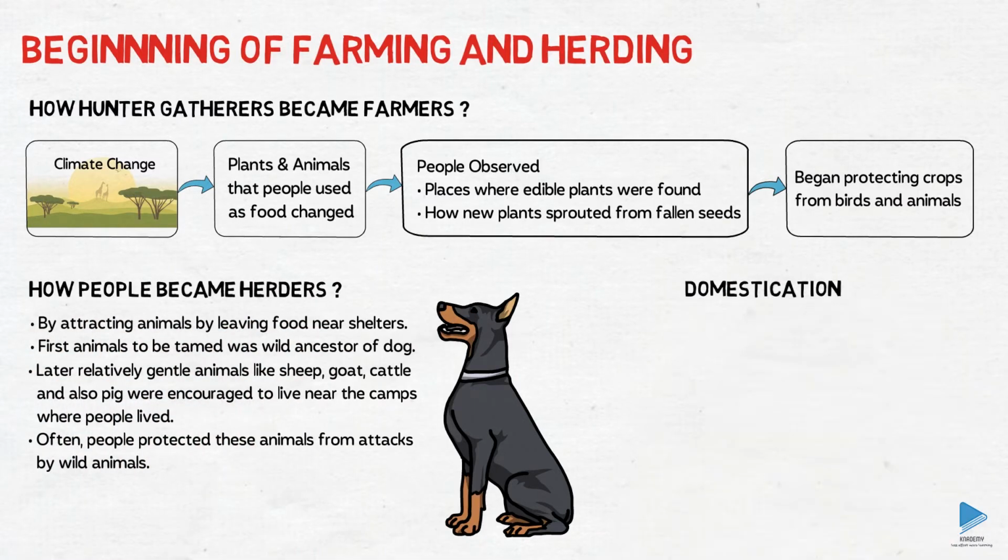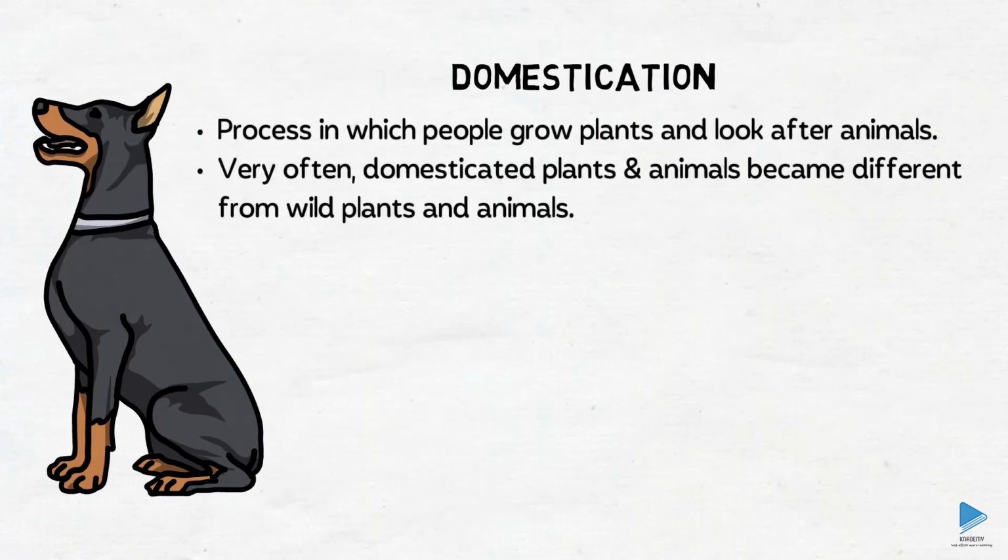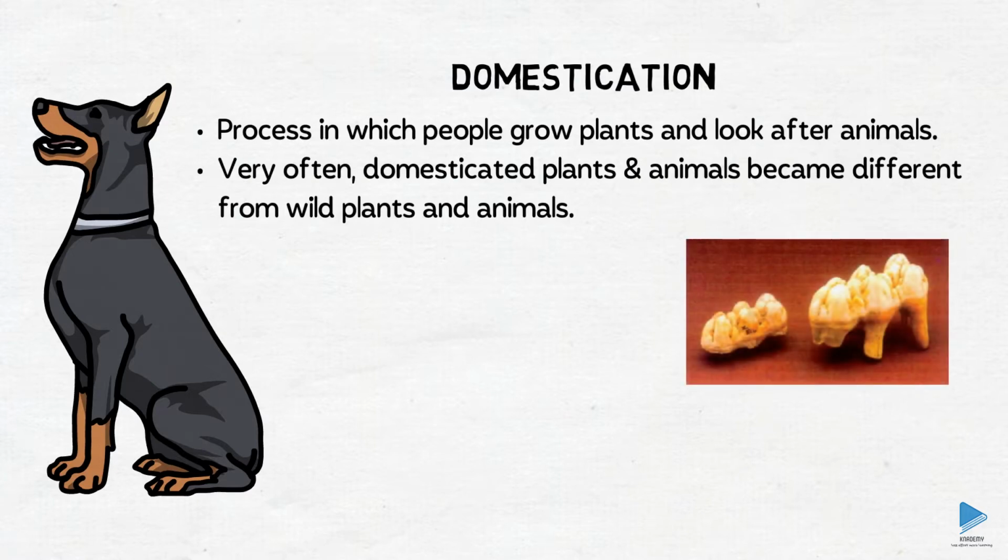Domestication is the name given to the process in which people grow plants and look after animals. Very often plants and animals that are tended by people become different from wild animals and plants. This is because people select plants and animals for domestication. For example, they select plants that are not prone to disease, yield larger size grains, etc. Seeds from selected plants are preserved and sown to ensure that new plants will have the same qualities. Amongst animals, those that are relatively gentle are selected for breeding.